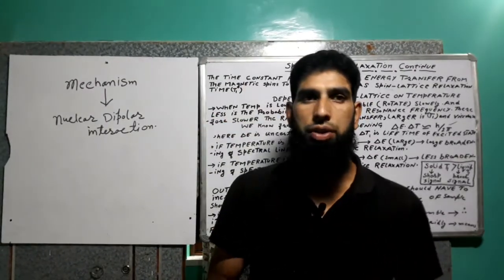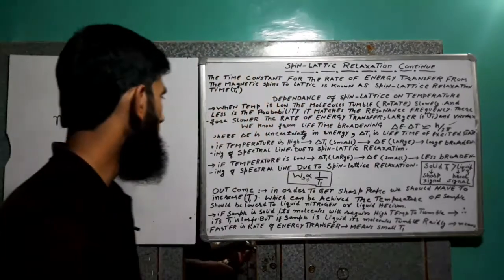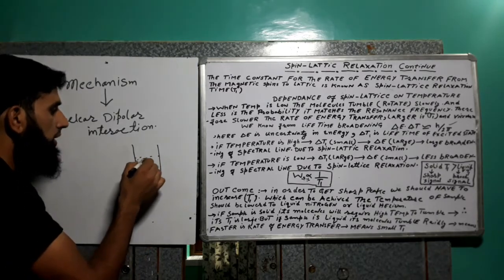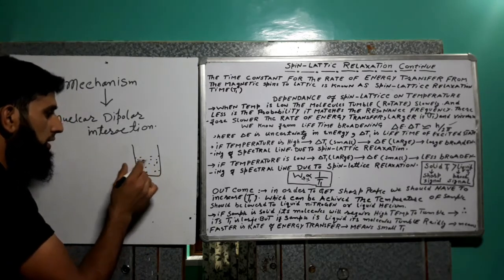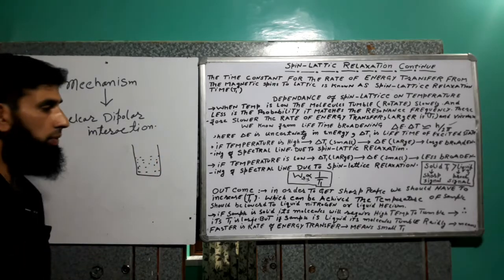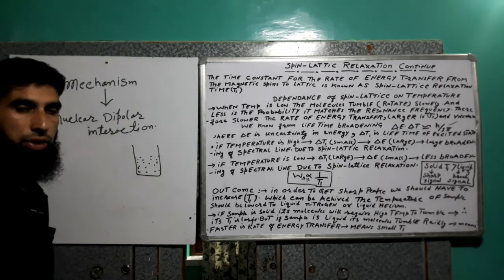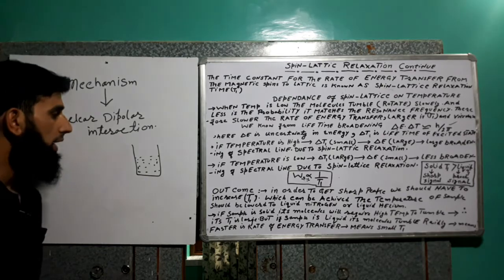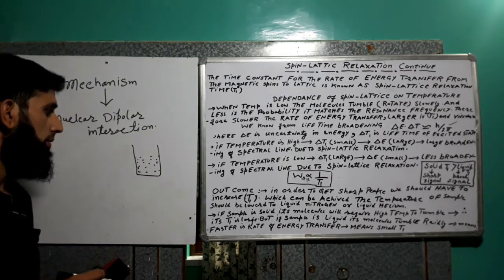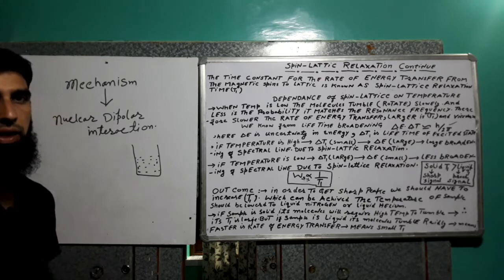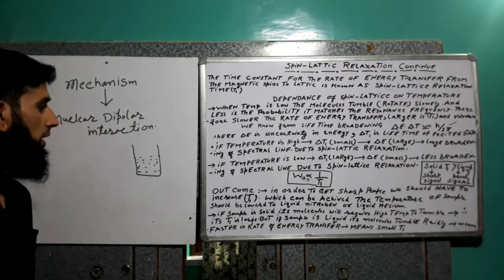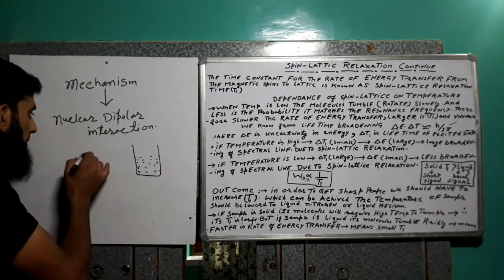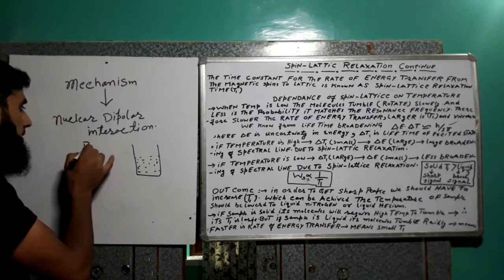As we know, suppose I have a sample here whose NMR we want to do. It is in the sample tube. This sample contains millions of molecules, and these millions of molecules contain millions of magnetic nuclei. These millions of magnetic nuclei are associated with millions of magnetic moments. Okay, when we expose this sample to an external magnetic field, suppose this is the external magnetic field B0.